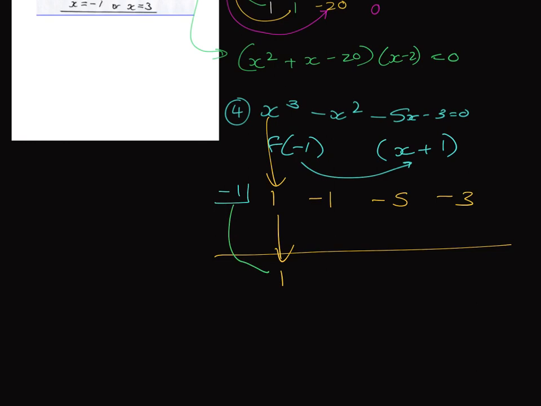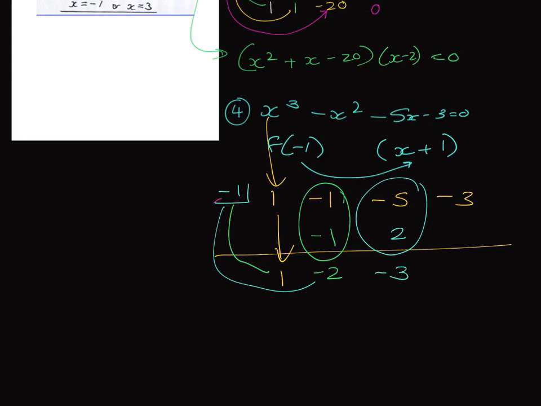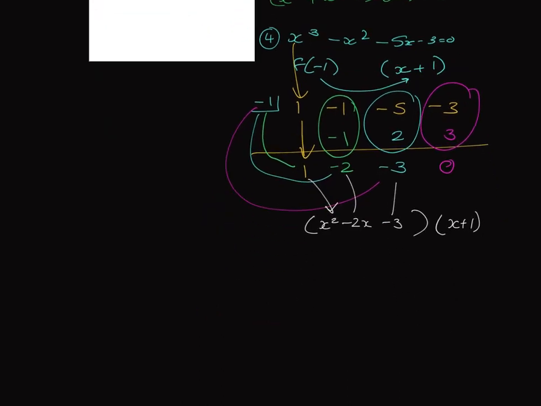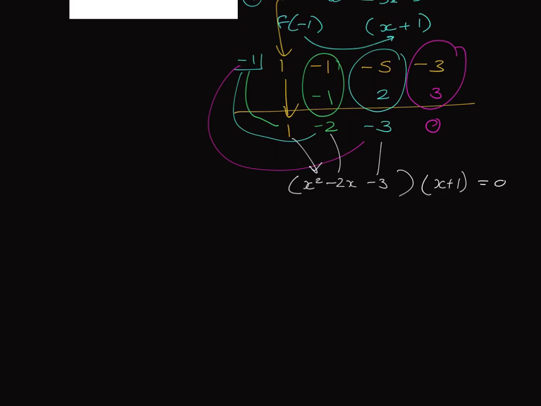Negative 1 times 1 is negative 1. Negative 1 plus negative 1 is negative 2. Negative 1 times negative 2 is positive 2. And negative 5 plus 2 is negative 3. Negative 1 times negative 3 is positive 3, and that equates to 0. So then we have our trinomial is 1x squared minus 2x minus 3, and our original bracket binomial, and that's how you get your trinomial and your binomial.